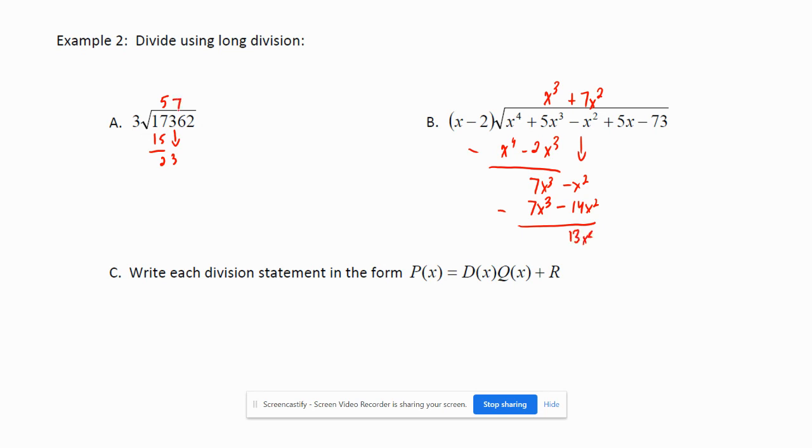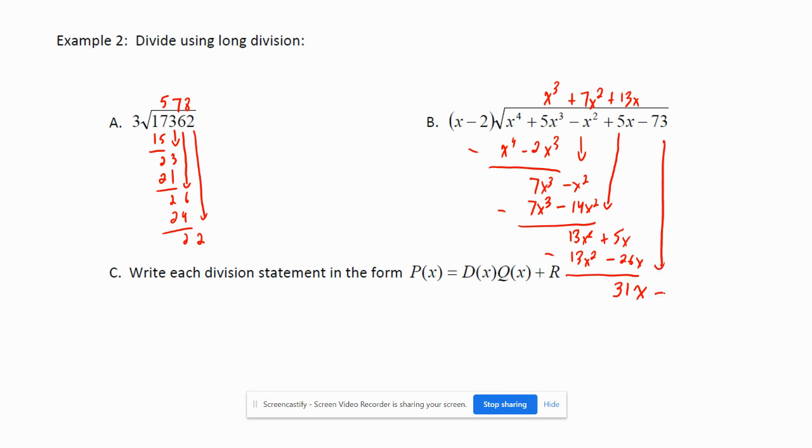23 divided by 3 is 7, with a remainder of 2. Bring down the 6. Okay, I'm going to bring down the 5x here. 13x squared divided by x is 13x. 13x squared minus 26x, like this, and subtract. These guys disappear. 5x minus negative 26x is 31x. 26 divided by 3 is 8, with a remainder of 2. Bring down the 2. Bring down the negative 73x.